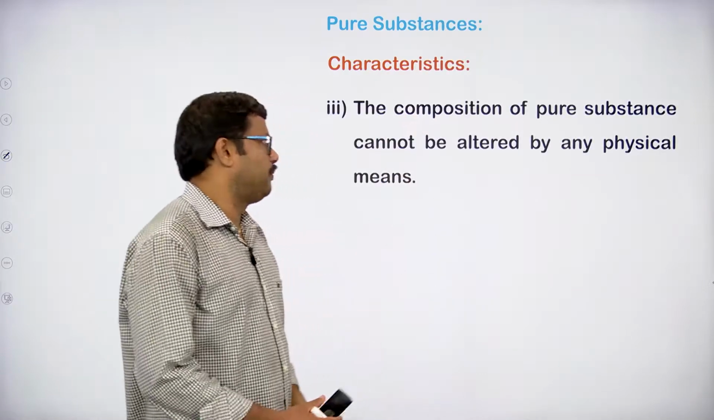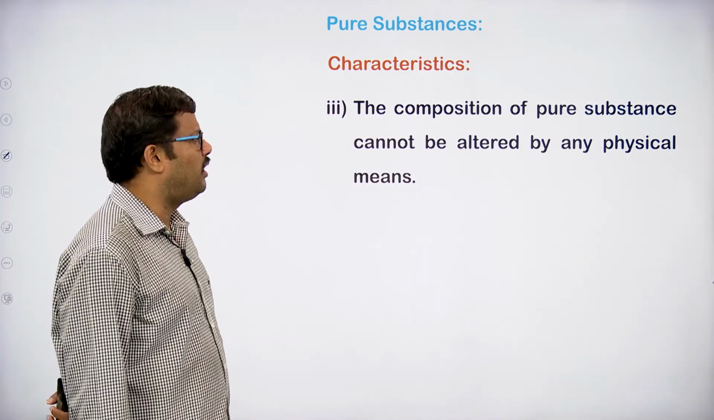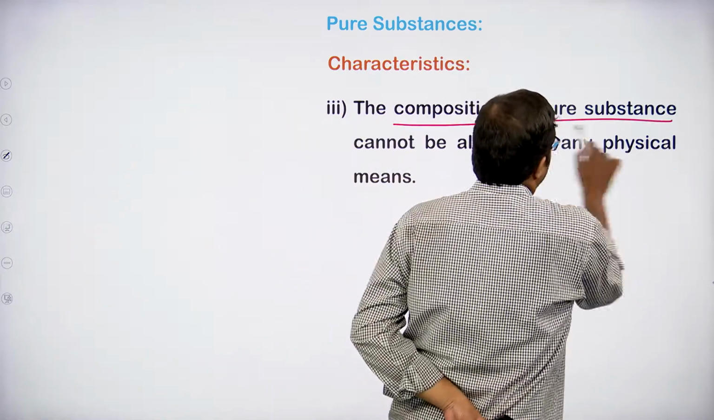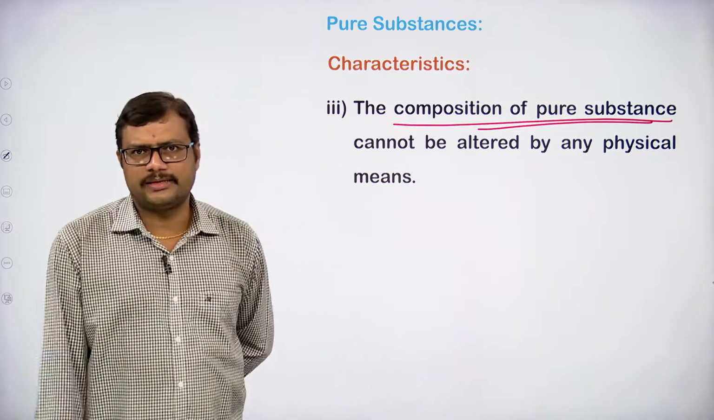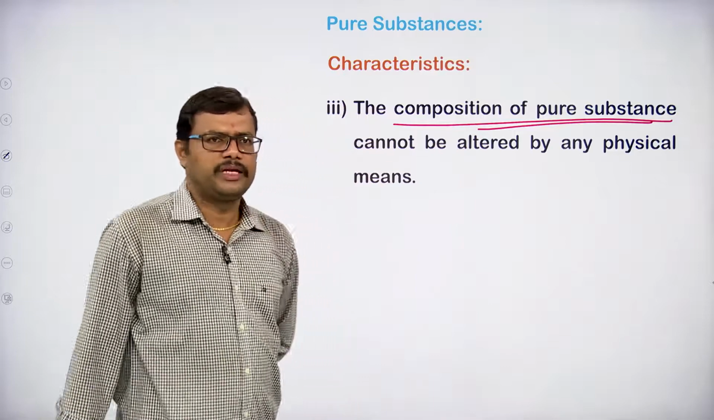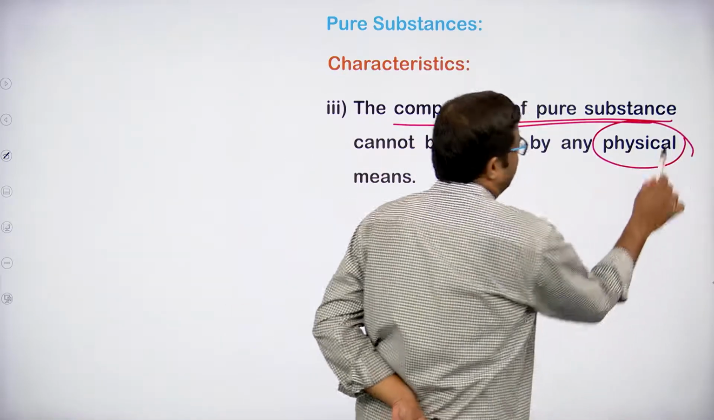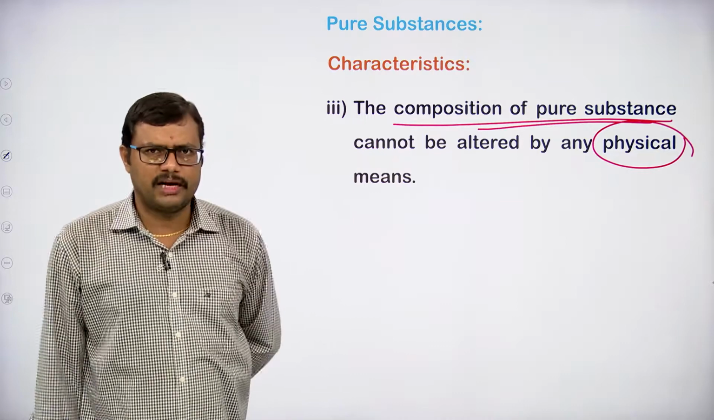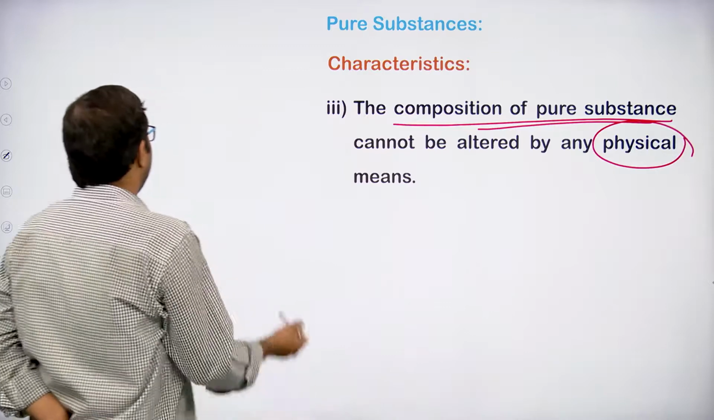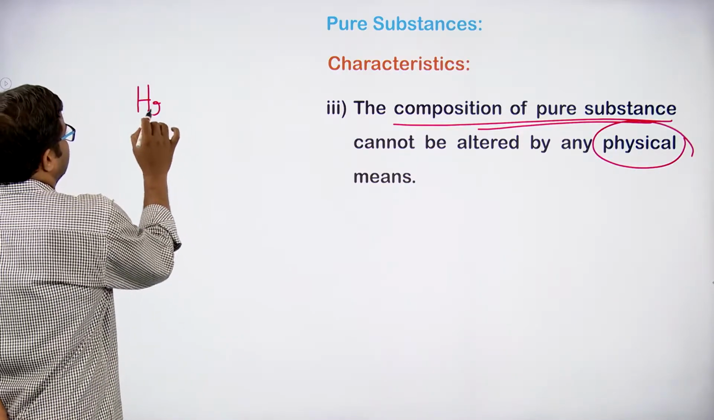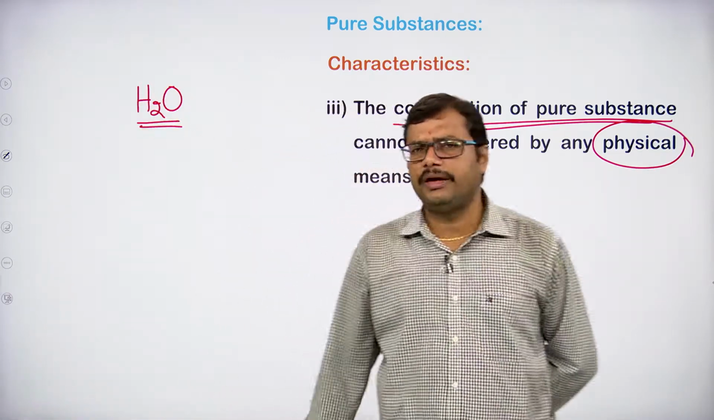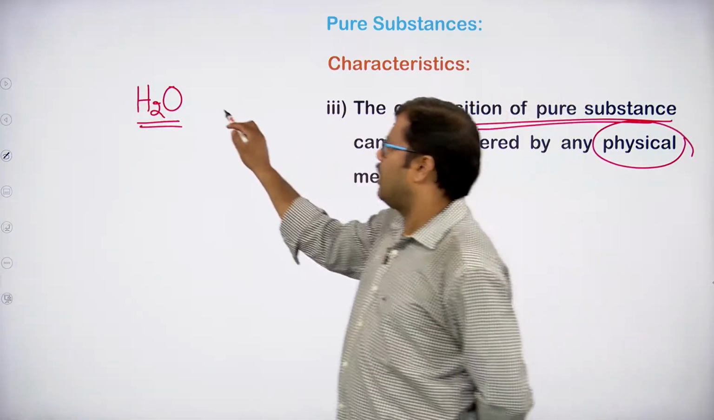And the third one, if you observe, the composition of a pure substance cannot be altered by any physical means. That is to say, the composition of a pure substance cannot be changed. It is not possible to change the composition of a pure substance by physical methods. Whenever you use a physical method, we cannot change the pure substance composition. For example, if I am taking water as a pure substance, I cannot change the composition of water by physical means. What is the composition here?